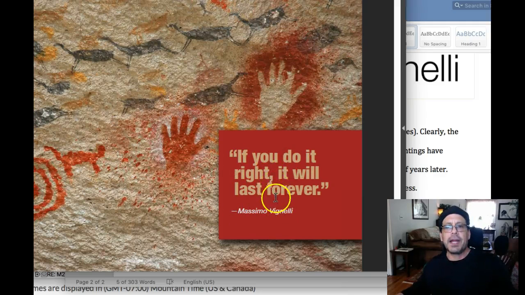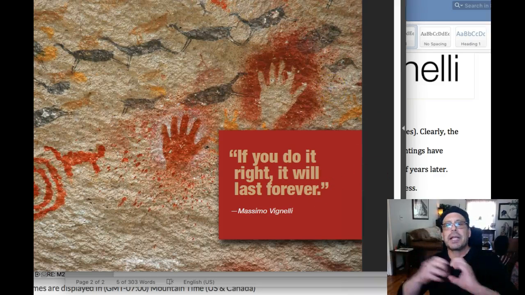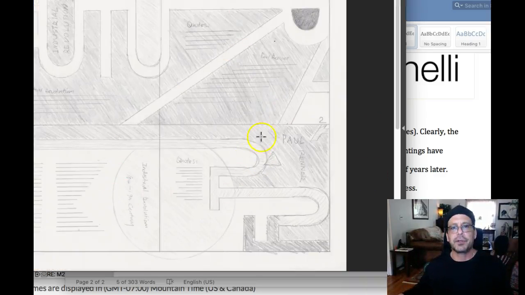Okay, how does this all tie together? If you think about it, if you do it right, it will last forever. These cave paintings are thousands and thousands of years old. So this quote has directly to do with this piece back here. And Helvetica ties in because it, of course, is one of the most timeless typefaces ever designed as well. Okay, so can you see how they're all tying together and linking together? Whereas I'm not real sure if yours is doing that without that nod to the Industrial Revolution.